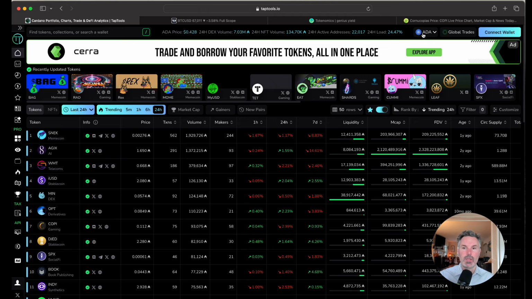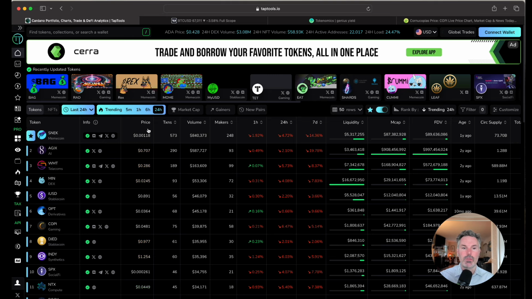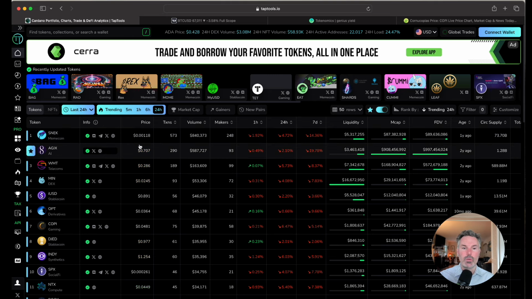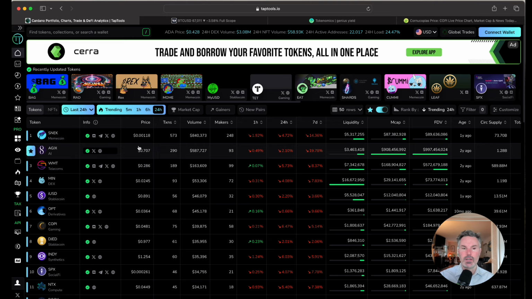You can also come up here, click out of ADA. We're in the United States. You can click USD, and now the price of SNAC is going to be shown in your US dollar. And so I'm looking at these Cardano Native Token projects against ADA, right, against Cardano, but also against the price of the dollar.